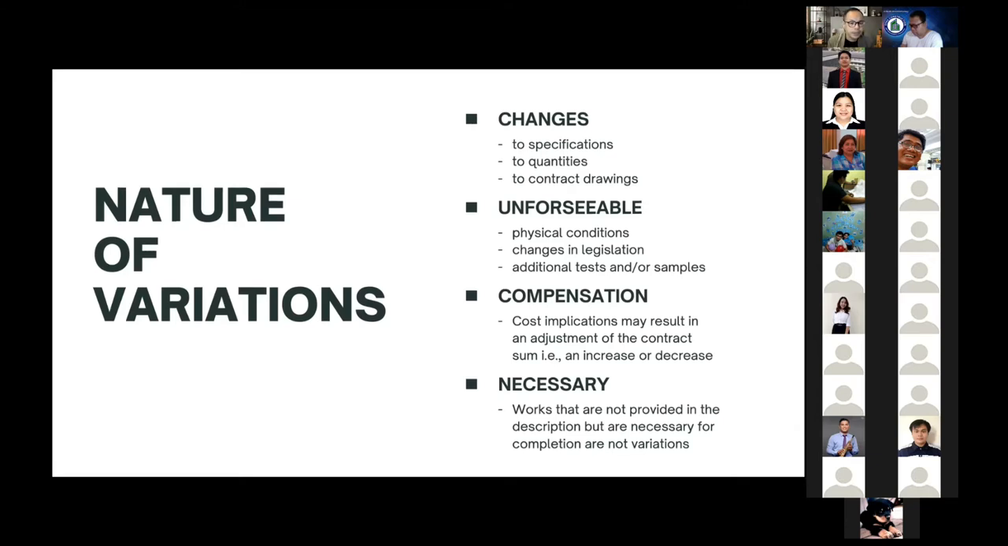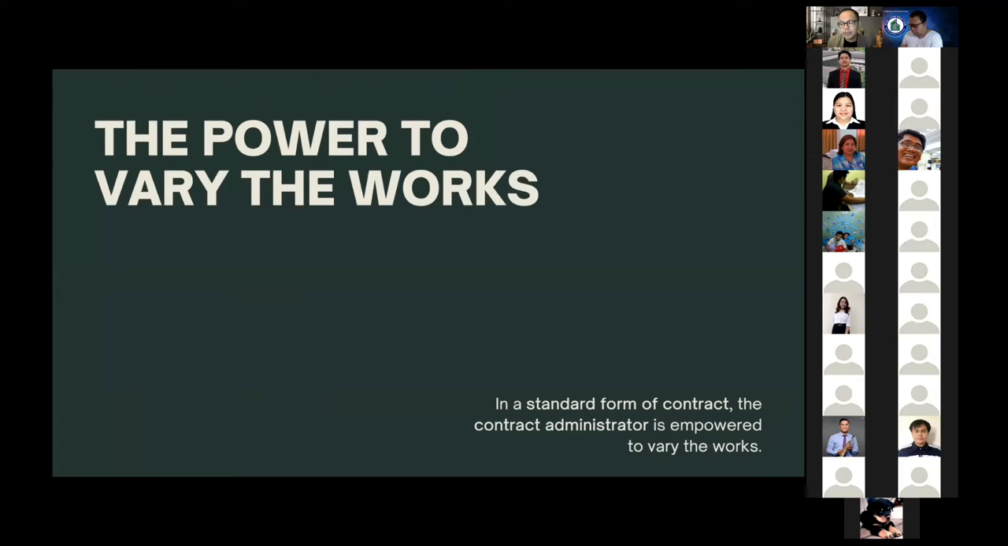So who then has the power to vary the works? In a standard form of contract, the contract administrator is empowered to vary the works. Absent the express provision in the contract, the contract administrator does not have the power to vary the works. In the standard conditions of contract, the contract administrator, acting as the employer's agent, has the power to vary the works. In case of FIDIC Red Book 2017, this power is provided in subclause 13.3, which we call variation procedure.